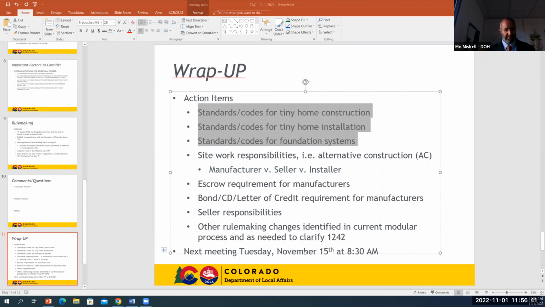I thought I saw Robin. Yeah, I understand the standards for tiny home construction and standards for foundation system. Could you clarify the standards for tiny home installation? Is that more the utility hookup, or it seems like installation and foundation systems would kind of come together and be the same thing in some areas?